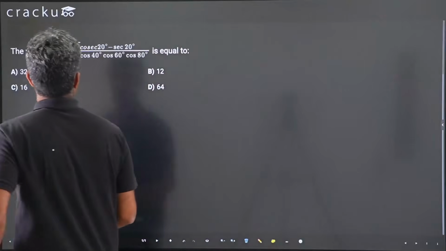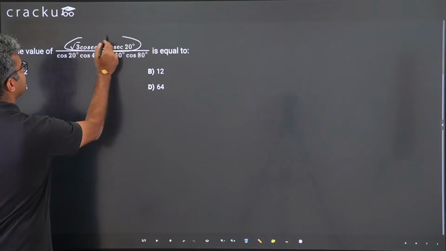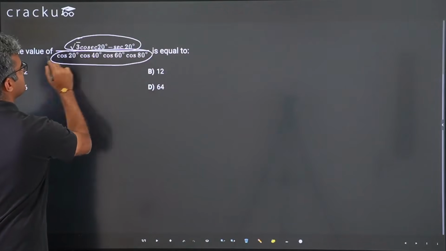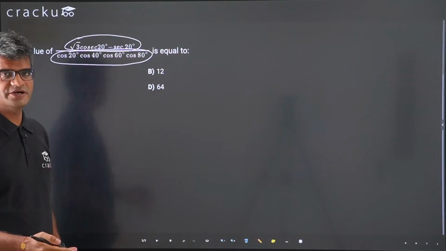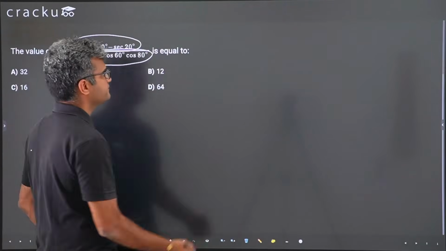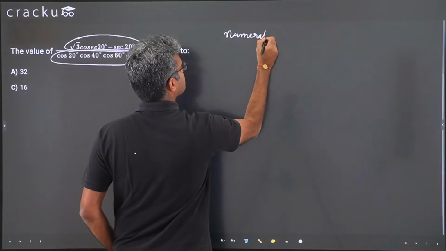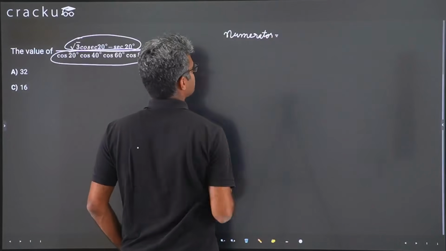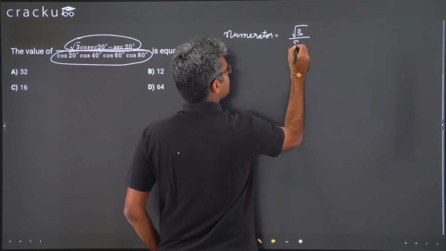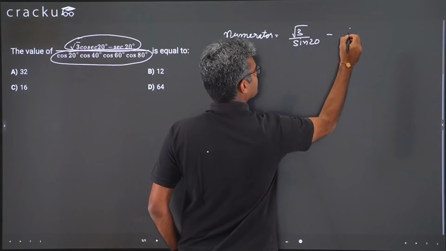In this question, we are asked to calculate the value of square root of 3 into cosecant 20 minus secant 20 divided by cos 20, cos 40, cos 60, cos 80. So let us first look at the numerator, calculate its value, then look at the denominator and calculate its value. If you are looking at the numerator, this is equal to root 3 cosecant 20, so that is root 3 by sin 20 minus 1 by cos 20.